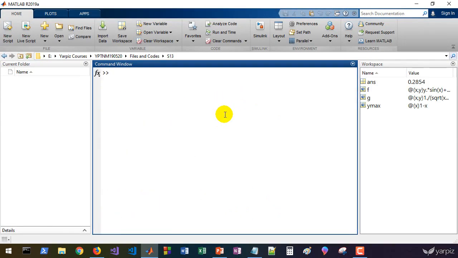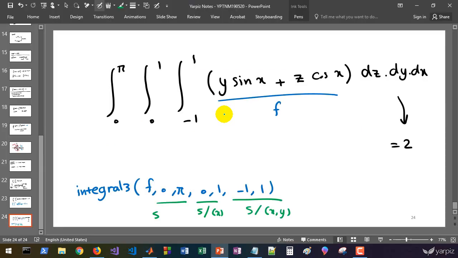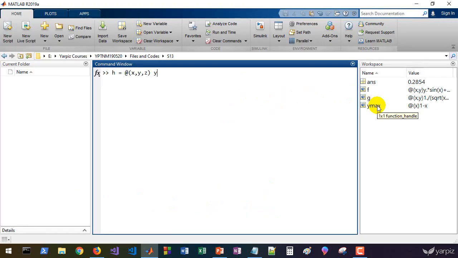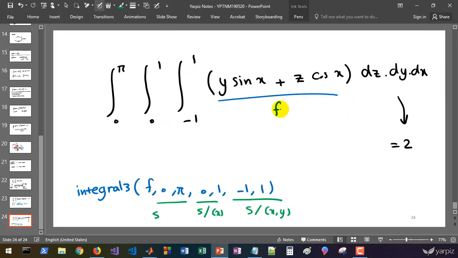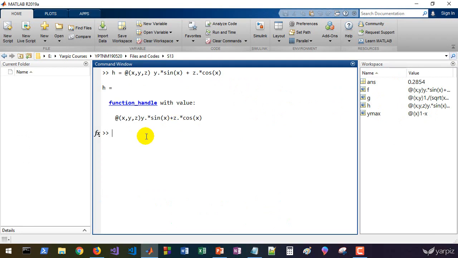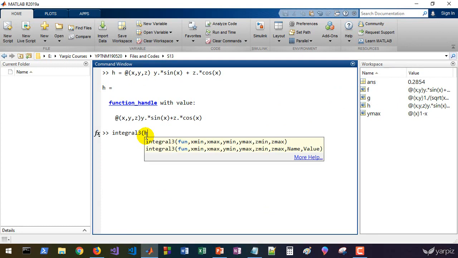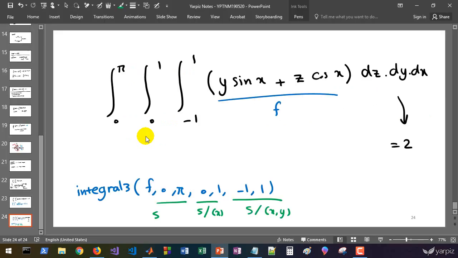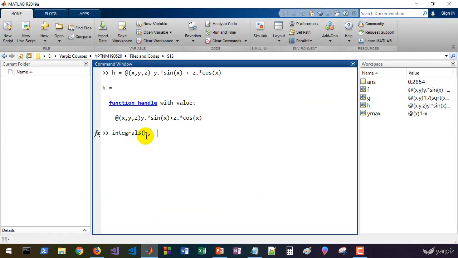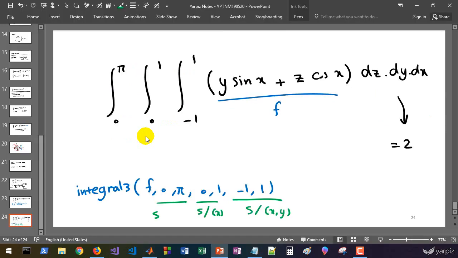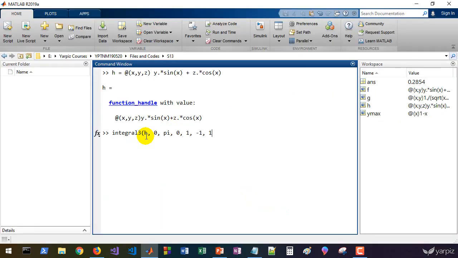Okay, let's calculate the value of this integral. Let's define h as a function of x, y, and z, and the value is y times sine of x plus z times cosine of x. And we have the function. We named it h, but it's the same. And let's call integral3 of this function h, with the limits 0 to pi, 0 to 1, and minus 1 to 1.